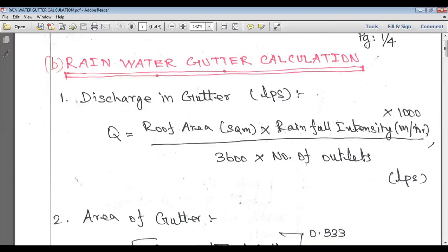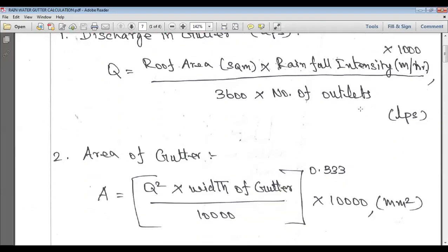Suppose you are getting 100 mm per hour, if you convert into meters, it is 0.1 meter per hour. Then multiply by 1000 divided by 3600 as the conversion factor, into the number of outlets. You will get the answer in liters per second only.